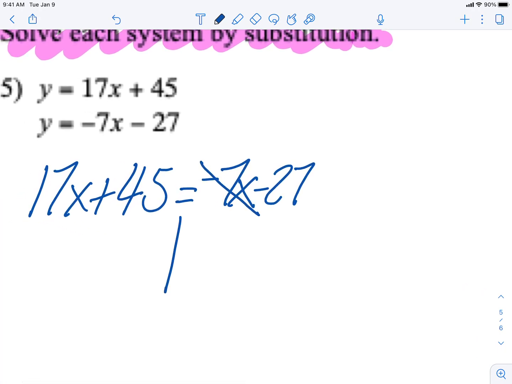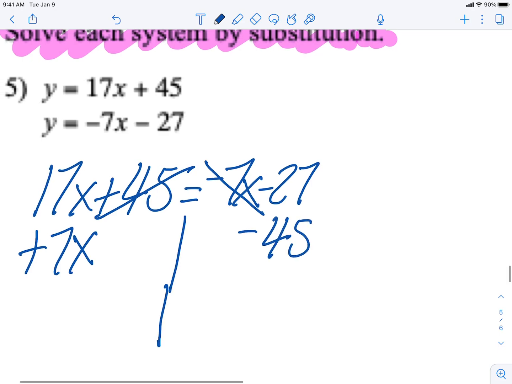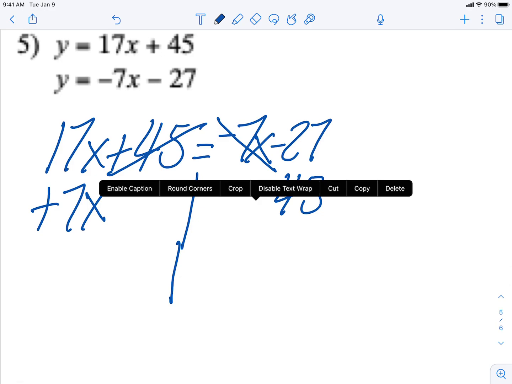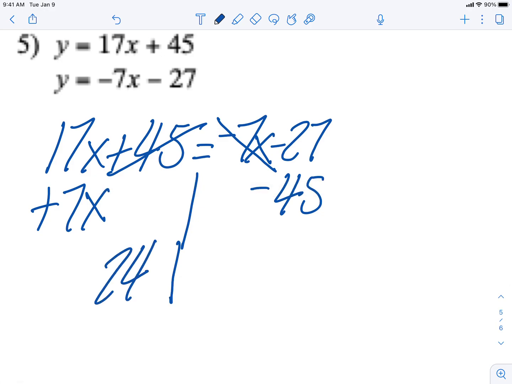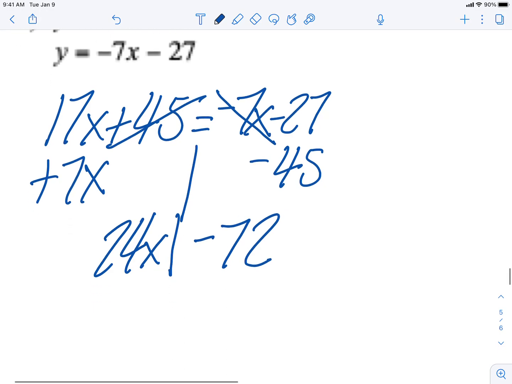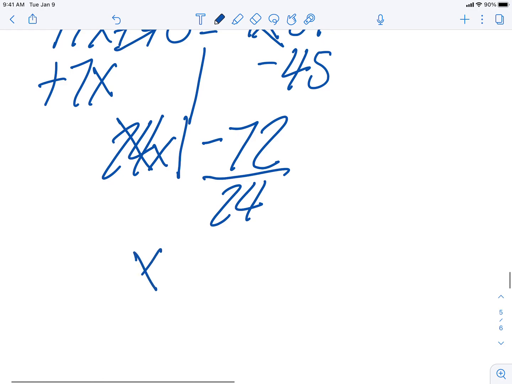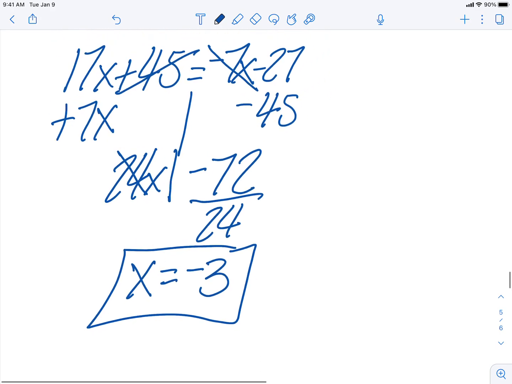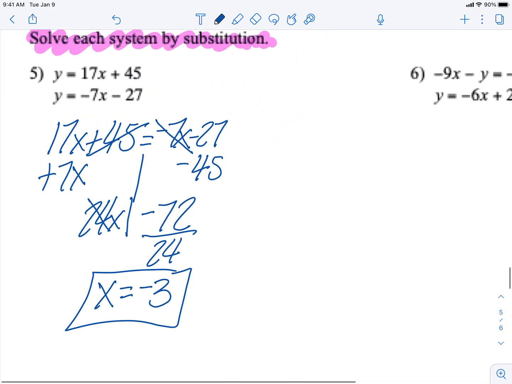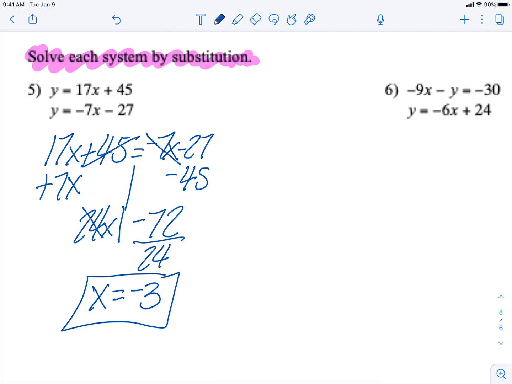So I'm going to bring this negative 7x over as positive 7x, and I'm going to bring this 45 over as negative 45. So 17x plus 7x is 24x. Negative 27 and negative 45 is a negative 72. The opposite of multiplying by 24 is dividing by 24, so I get x is equal to negative 3. Just like that. X is equal to negative 3.